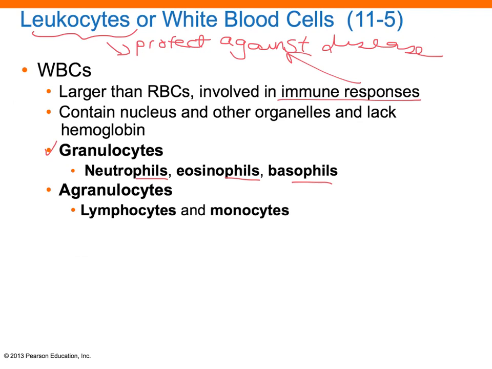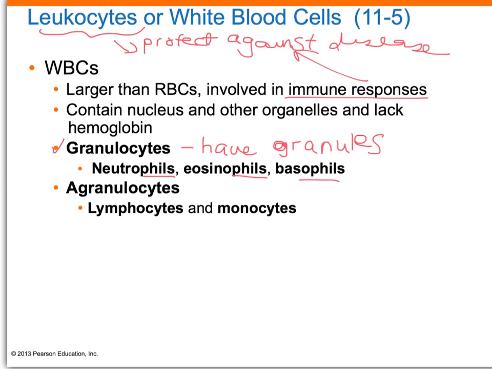The agranulocytes, those have no granules, kind of looks like debris. They have no granules in the cytoplasm. So the granulocytes have granules in the cytoplasm, and the agranulocytes have no granules. A means without, so no granules in the cytoplasm. And the agranulocytes are the cytes, the lymphocytes and the monocytes.